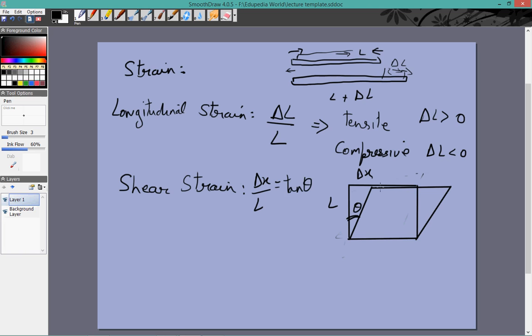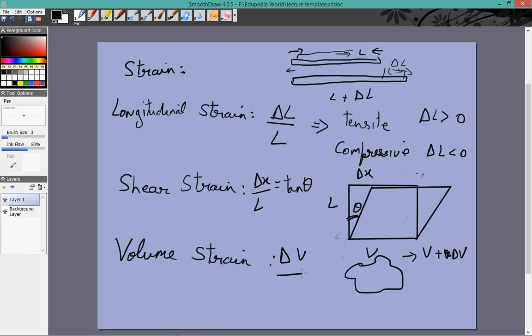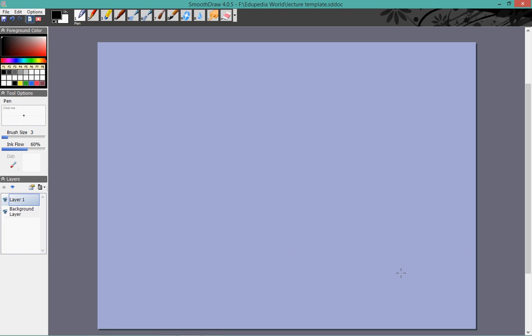Finally, we had volume stress, and analogous to volume stress, we have volume strain. And volume strain is nothing but if you have an object of volume V and the volume later goes to V plus delta V, then the volume strain is delta V by V. And again, it is compressive if delta V is negative, and it is tensile if delta V is positive. Right. So we have seen two particular quantities up till now. We saw stress and we saw strain.